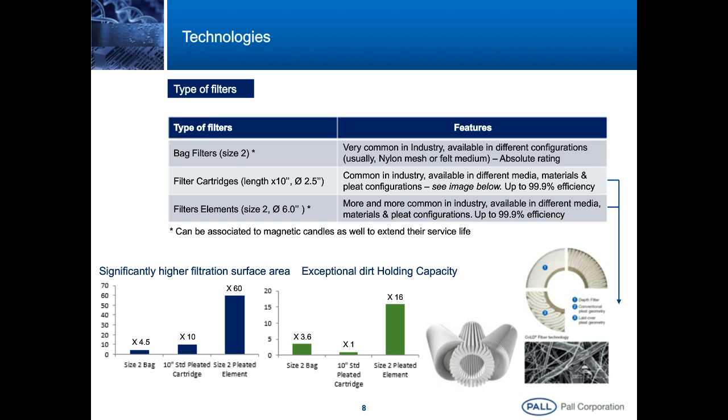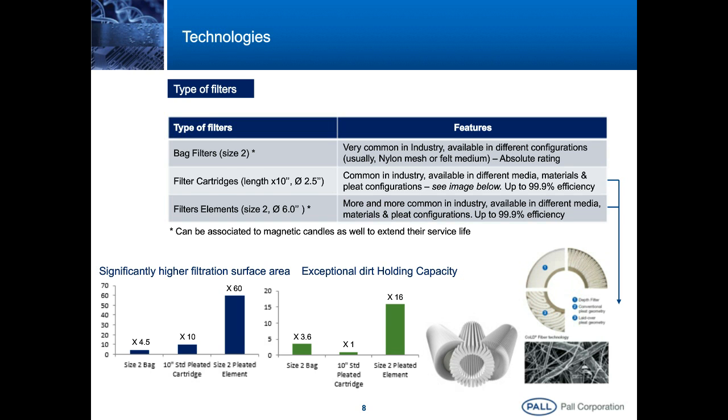Clearly, the bag filters exhibit the smallest filtration area compared to the other designs. The size 2 pleated element features by far the largest filtration surface area. So it's not surprising at all that it also exhibits the largest dirt holding capacity. That means a size 2 pleated filter element will have a much longer service life than a size 2 bag filter. We are simply not comparing apples to apples here.